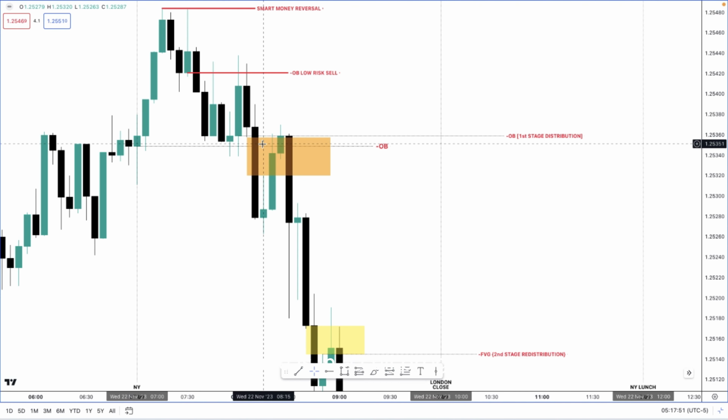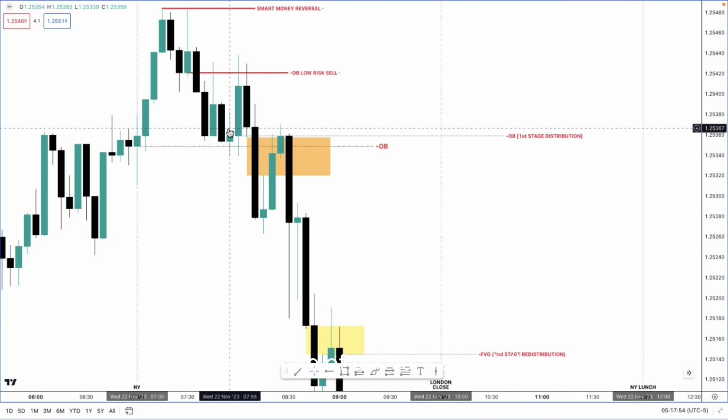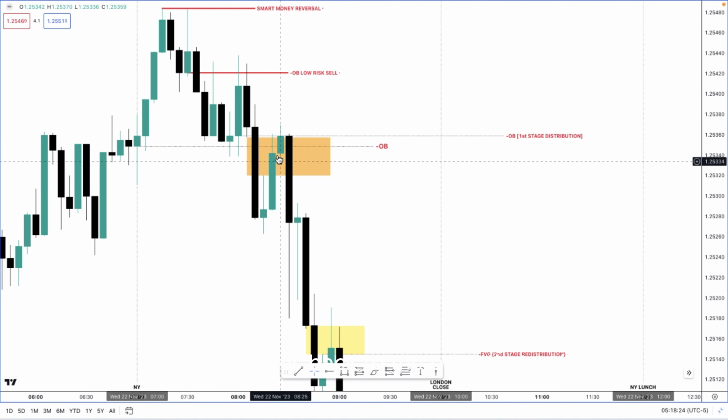Price is in a sell program. So when price changes its state of delivery and delivers buy side price delivery here, in other words green candles, when it prints green candles, and immediately trades below the low or even the open of those green candles, that becomes a change in the state of delivery. Price was delivering buy side, now it's delivering sell side. So when price goes back to that point, that's a bearish order block.